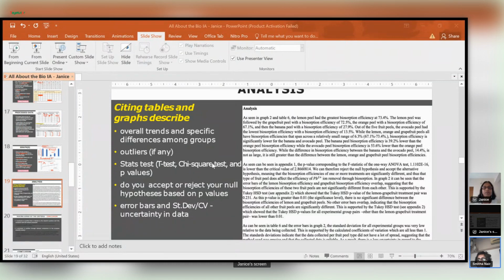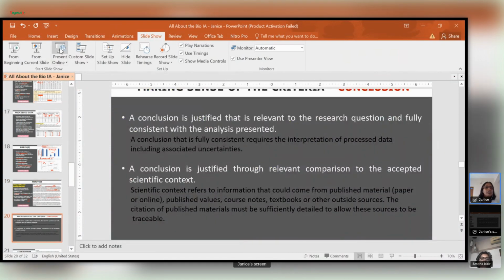Now coming to the third criterion, that is the conclusion. There are two aspects to it. The conclusion is justified. So you have done the analysis, and now you're coming to the conclusion. This is with respect to your research question and the analysis that you present. You have to give a conclusion which has to be justified, and this justification should be relevant and with respect to the scientific context.